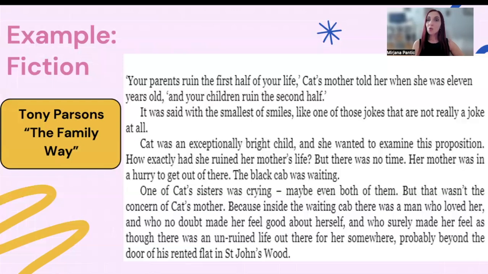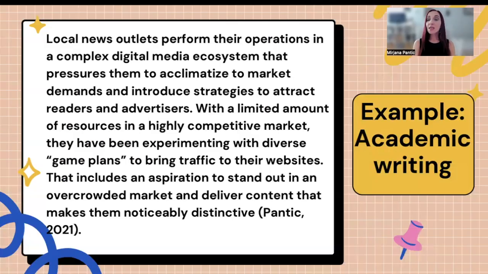And in journalism, we want to use language that everybody can understand, that is very simple. Now, let's take a look at another example of writing, academic writing. This is from my study about local news media that I published in 2021. I'm just going to read it to you so we can compare this type of writing with fiction writing and with news writing.